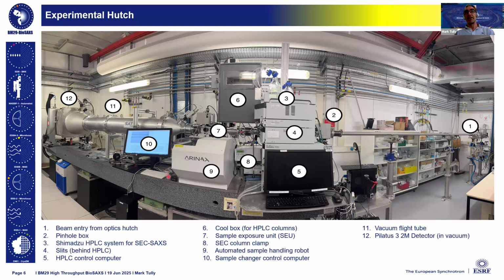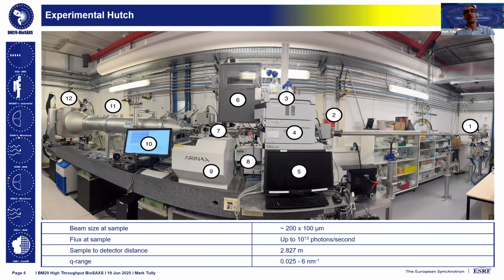We have two main sample environments. This is our sample changer and our HPLC, and these are essentially static in place. Our sample detector distance is static at about 2.8 meters, and our flux is about 10 to 13 at the sample, with about a 200 by 100 micron beam at the sample position. This gives us a Q range of about 2.5 to 6 nanometers.